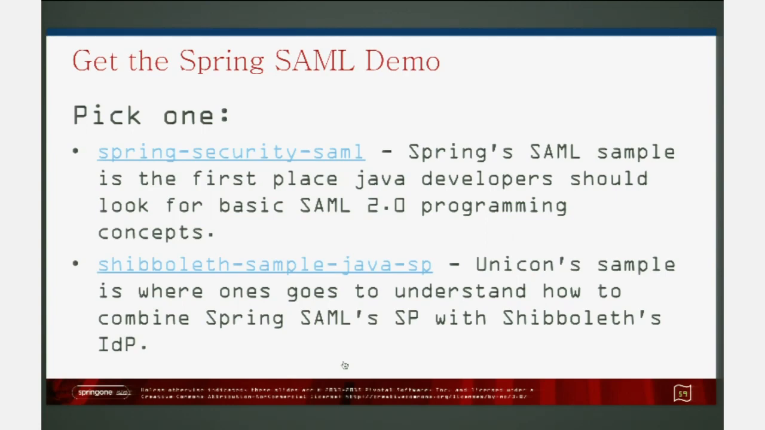Okay, you go there first, and then after you've figured that out, if you want to come back and figure out how to do RBAC in there, then come look at this one. And then the second one, the Shibboleth sample, that's a Unicon sample that's derived from the Spring sample, and that's more about if you want to hook it into a Shibboleth IDP. So either one of these is a perfectly good first place to go.